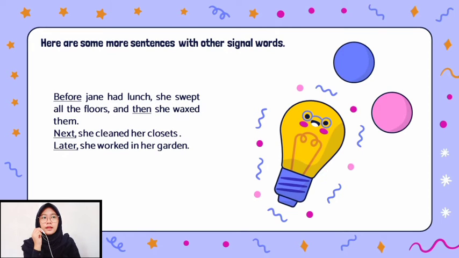Before Jen had lunch, she swept all the floors and then she washed them. Next, she cleaned her clothes. Later, she worked in her garden.